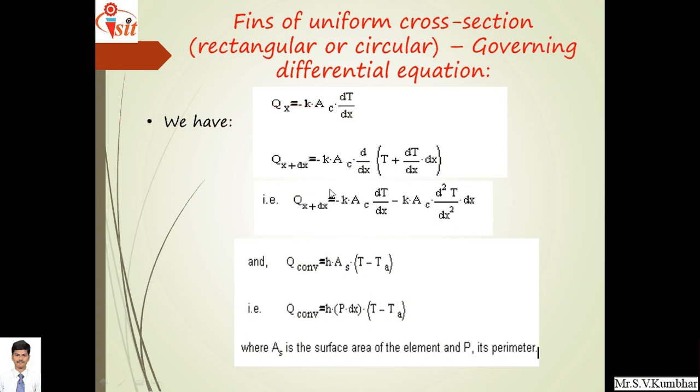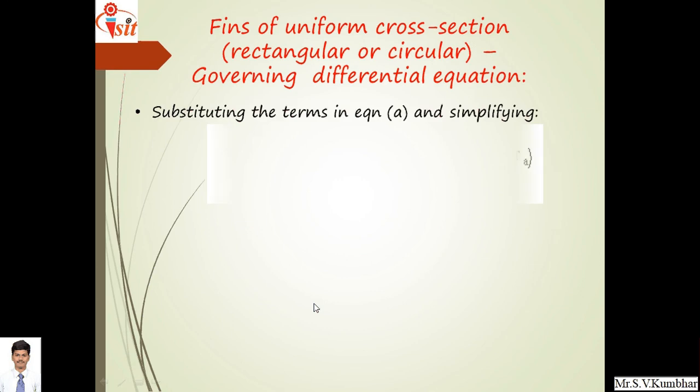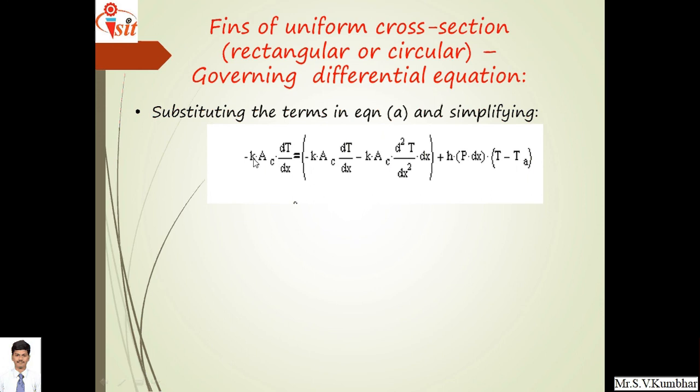Now putting this plus this is equal to this plus this, we will write this equation as minus KAc dT upon dx, which was the left side term Qx, which is equal to minus KAc dT upon dx minus KAc d2T upon dx square into dx, which was Qx plus dx, the amount of heat conducted out of the element, plus the amount of heat convected out of the element, h P into dx, T minus Ta.